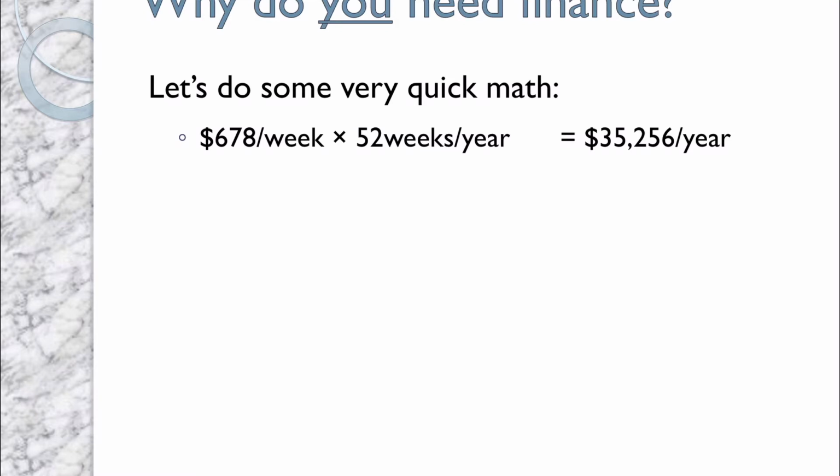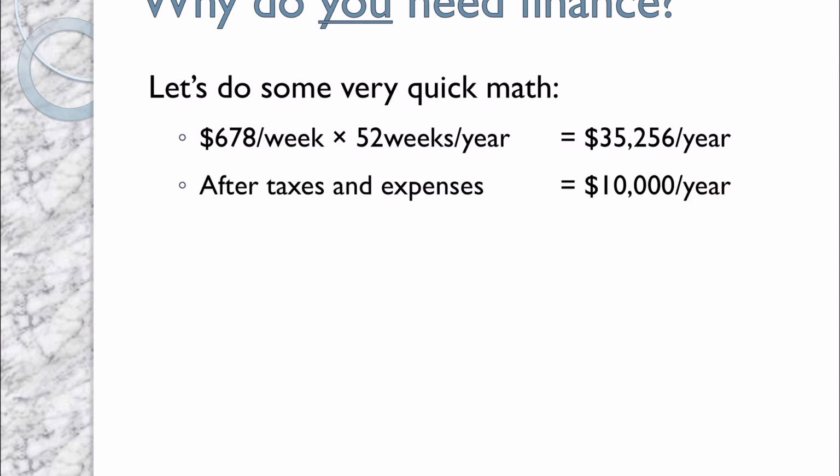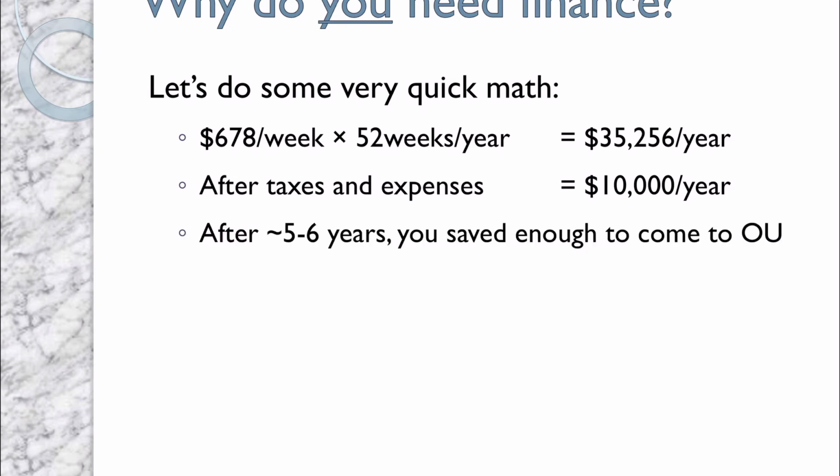But let's do some quick math. Let's say you make $678 a week for 52 weeks. That's about $35,000 a year. After you pay taxes and your other expenses, insurance, rent, whatever they may be, let's say you have $10,000 left a year. After 5 to 6 years, so you've saved $10,000 a year, you needed $58,000, and at about 6 years, you've saved enough to come to OU.